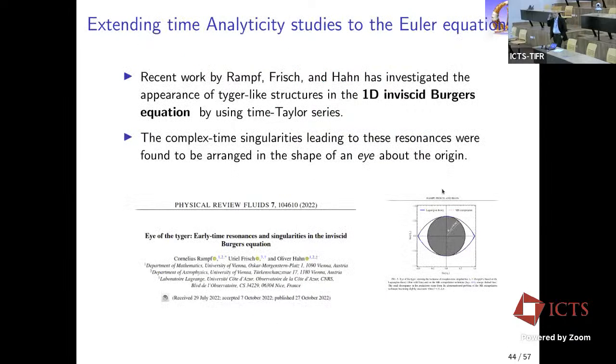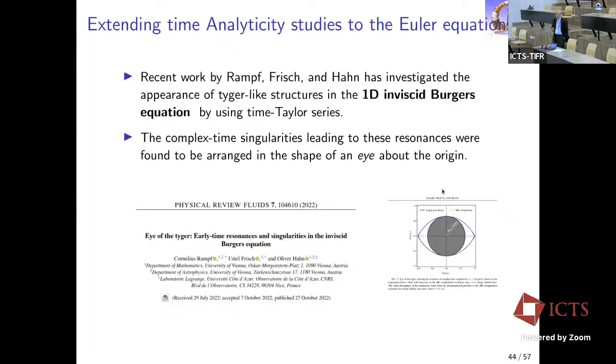Now, before I conclude, let me tell you about some very recent work which Shweta has been doing. It is again inspired by some work done in the group of Uriel Frisch, by Cornelius Rampf, Uriel Frisch, and Olivier Hahn. And I really would have liked to give this talk after Cornelius's talk. And that is how it was in the original program, but so many speakers had so many different constraints because of time differences that I had to move my talk.